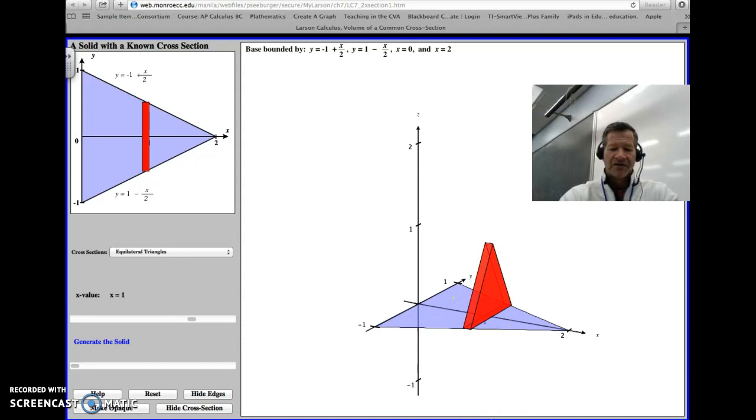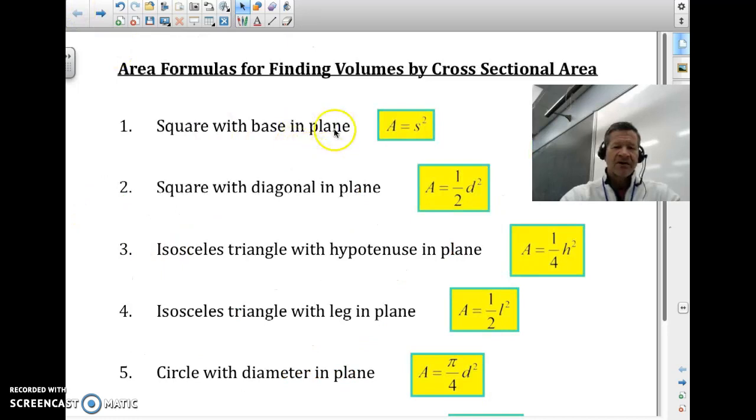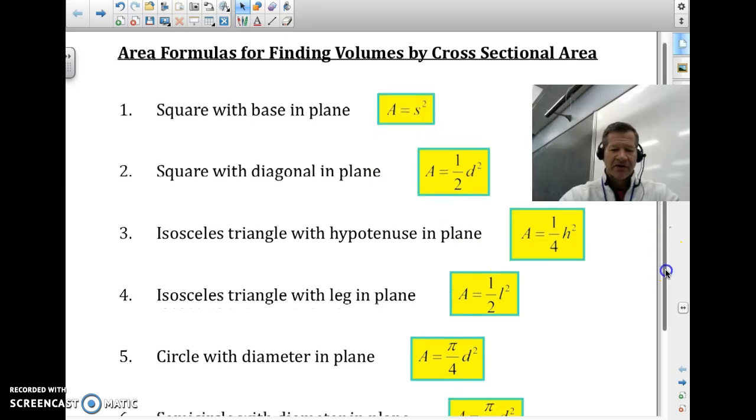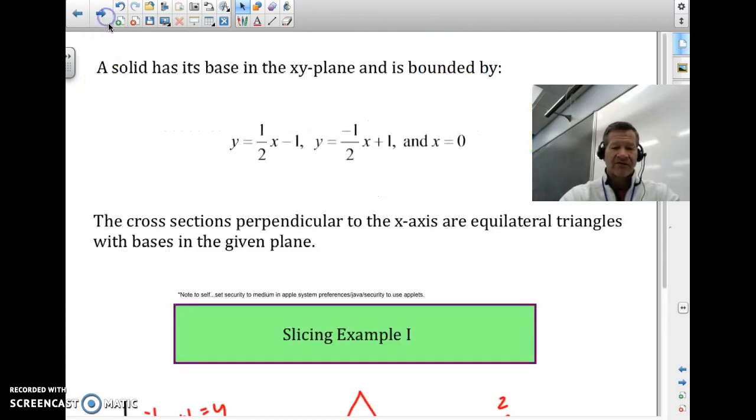Well, if you look at the previous page in your notes, we have all these area formulas for finding volumes by cross-sectional area. So if we go down the list and look for an equilateral triangle with a side in the plane, it's radical 3 over 4 s squared. We're going to develop in class exactly where these formulas come from. So radical 3 over 4 s squared.